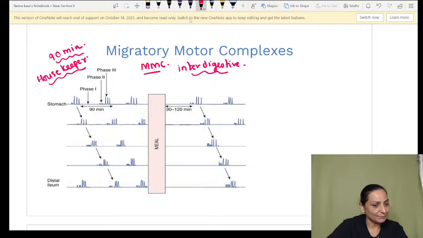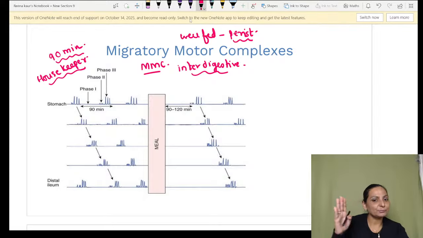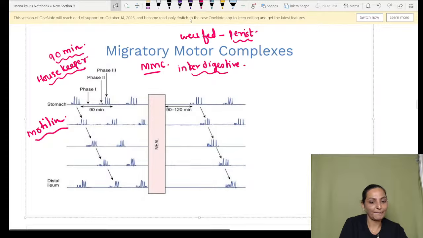So immediately after you eat, that means in the well-fed condition, what we get is peristalsis. But in the interdigestive period, what you get is the MMC, which traverses all the way from the antrum to the ileum to clean the GIT and prepare it for the next meal. And the cause of this is again not the enteric nervous system but the hormone motilin.